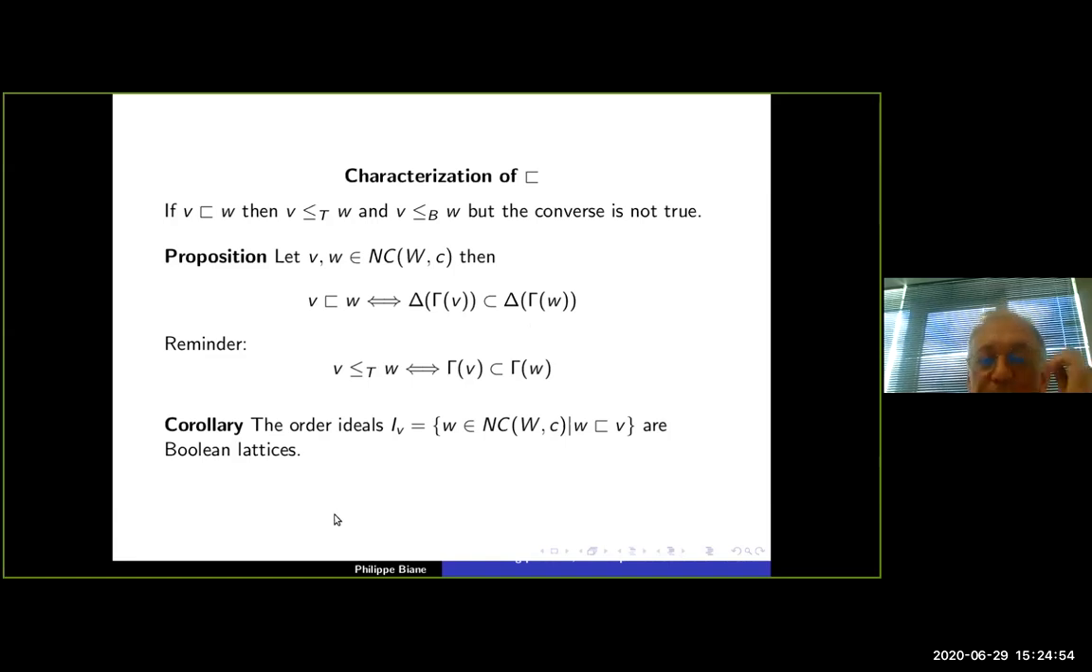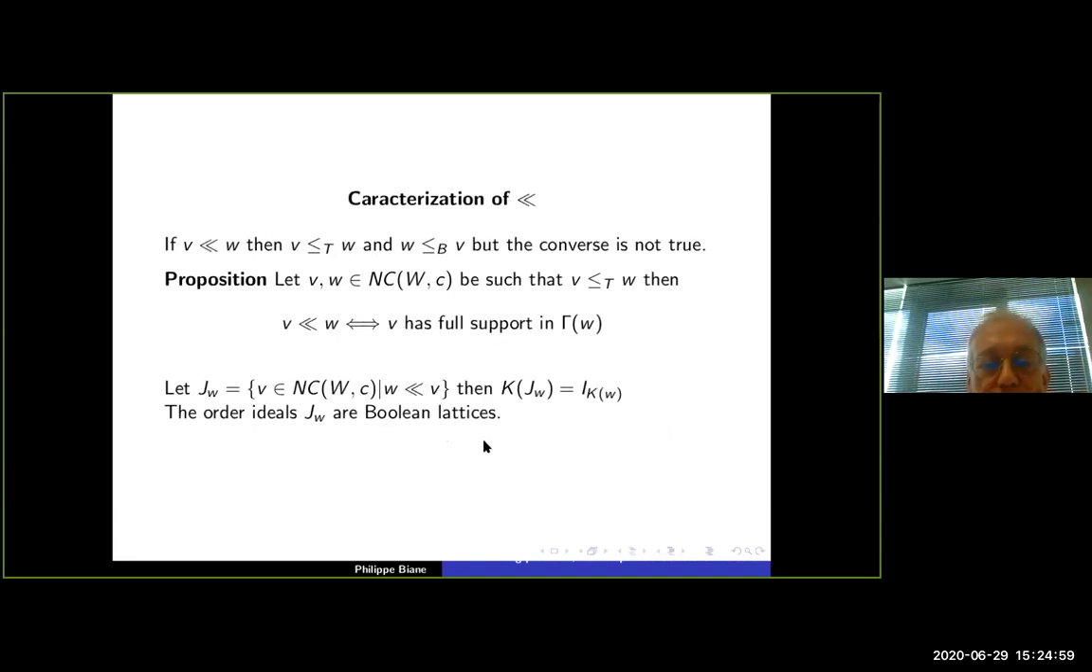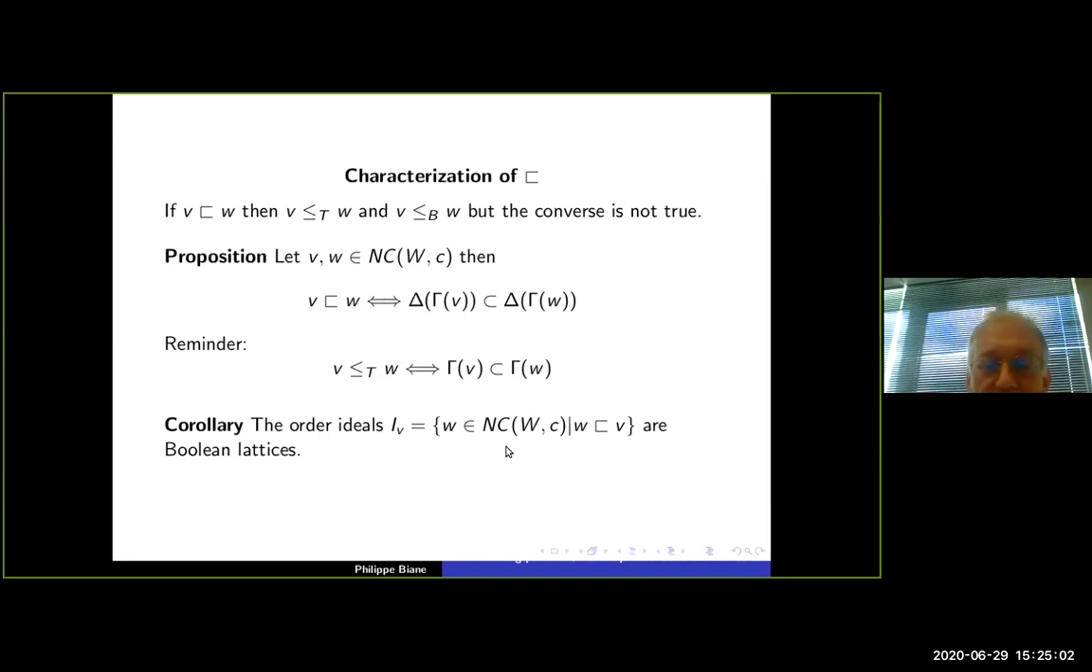Okay, so it turns out that this implies that the order ideals, all the W which are smaller than V for this order, are all Boolean lattices. So we have seen that in the case of interval partitions, which are the case that V is equal to the Coxeter element. And then I said it is a set of interval partitions. It is a Boolean lattice, but actually these order ideals are also Boolean lattices. They correspond to taking subsets of these sets here.